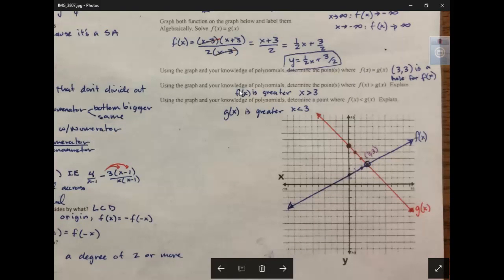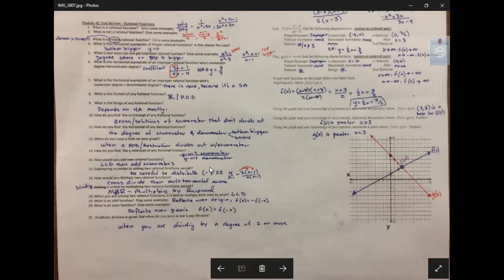Okay, now the next one where it says when is f of x greater than g of x? So when is f of x above g of x? And so we could say any values over here, like if you chose 5 or 6 or 7 or whatever, so any values of x that are greater than 3. And then when is g of x bigger? Well, g of x is on top of f of x in this interval back here. So it's just any value of x that are less than 3. So if you chose 0 or -10, that would work.